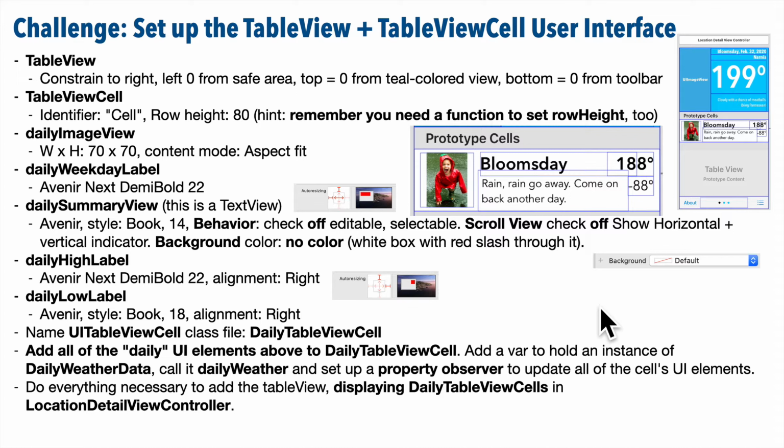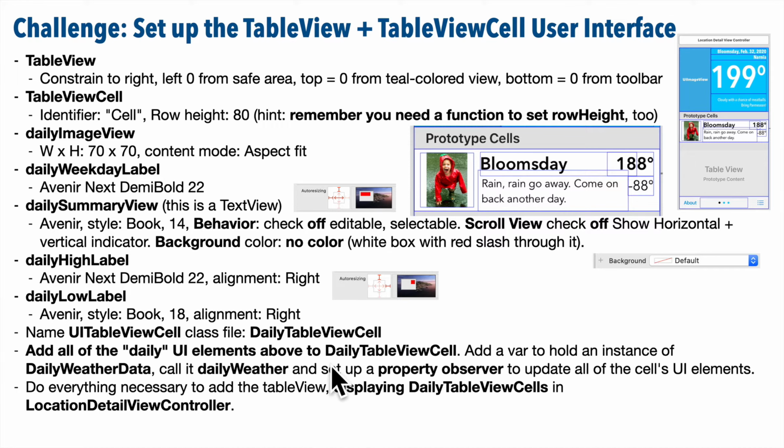Then, since we're creating a custom table view cell, you're going to need to create a new UITableViewCell file. And for consistency with what I'm going to show, why don't you name this DailyTableViewCell? Then add all of the UI elements that you created above to this custom table view cell. So that's where you put the IBOutlets. You don't put them in the location detail view controller.